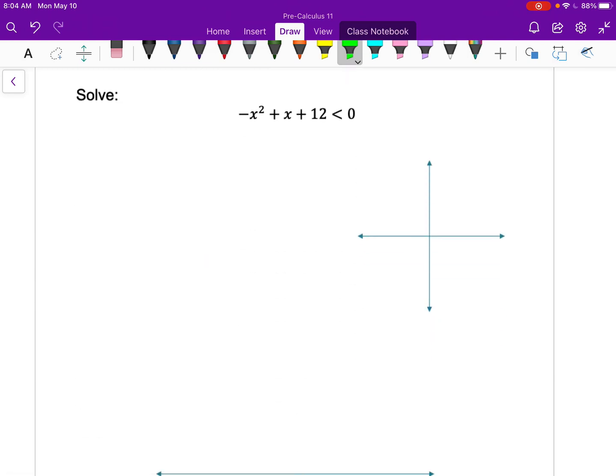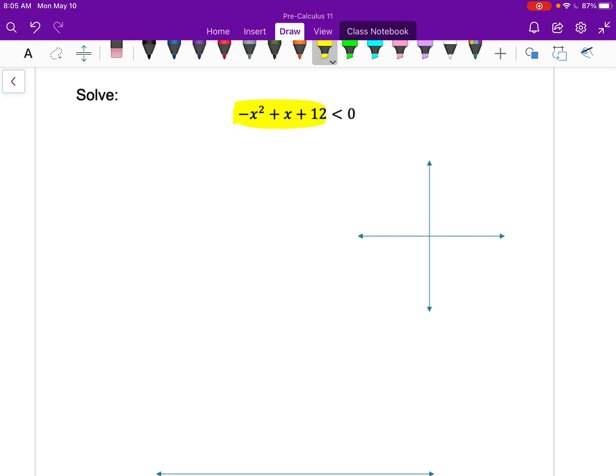All right, so solve this. Where is negative x squared plus x plus 12 less than 0? Notice I already have a sort of simple xy coordinate plane set up. Well, again, I want to visualize this graph. I want to visualize the left-hand side as a quadratic function. The one thing I can tell right away is it's opening down. But where are the x-intercepts?